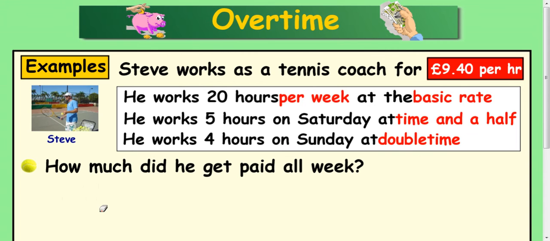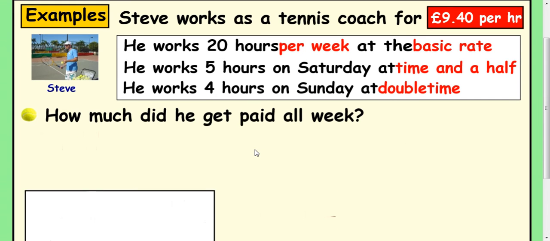Okay, final question on this. Steve works as a tennis coach for £9.40 per hour. He works 20 hours per week at the basic rate, 5 hours on a Saturday at time and a half, and 4 hours on a Sunday at double time. How much did he get paid all week? So there's quite a lot going on here. I would break it into wee chunks.